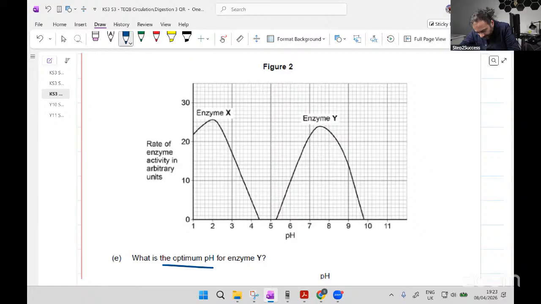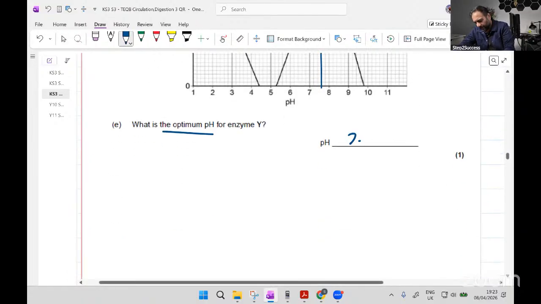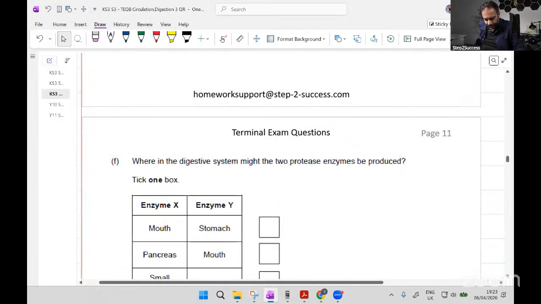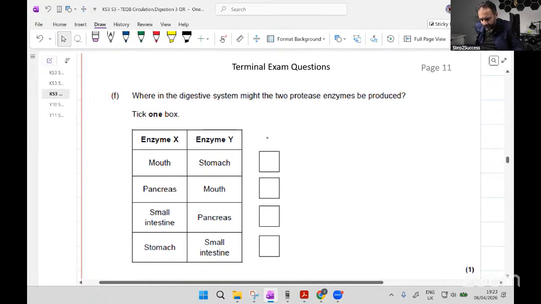I don't know what that is actually. And then Y. So it's not 7. I go for 7.6 roughly. 7.6, 7.5. Somewhere around there. Should be fine. And then where in the digestive system might the two protease enzymes be produced? Protease is produced in three places. They are the stomach, the pancreas, and the small intestine.